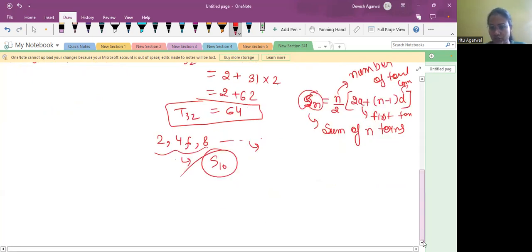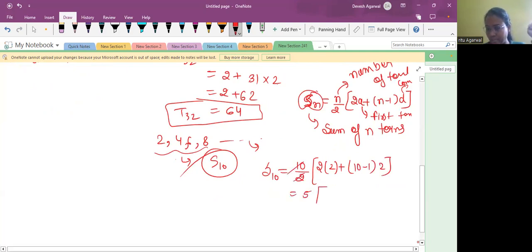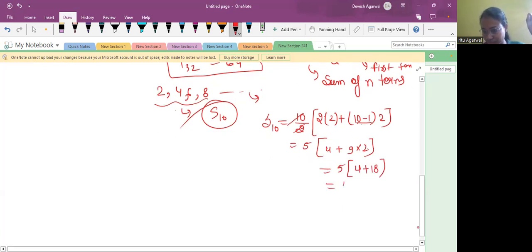We just apply the formula: S10 is equal to 10 by 2 bracket 2a, where a is 2, plus n minus 1 into d, where d is 2. So 10 by 2 is 5, times bracket 2 twos are 4, plus 10 minus 1, which is 9, into 2. So 5 bracket 4 plus 18, and 18 plus 4 is 22. 22 times 5 is 110. 110 will be the answer.